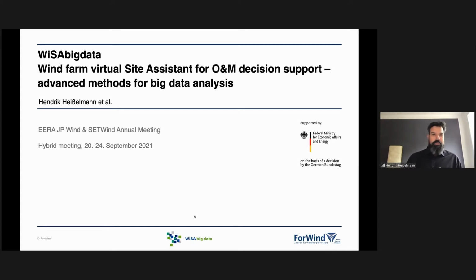Today I'm going to give a very brief overview of what we are doing in a German nationally funded project called WiSAbigdata, which is about a virtual wind farm site assistant for operation and maintenance decision support. So it's targeted at operators in the end. And what we are trying to do in this project is to use advanced methods from basic research, but also methods which are currently used in wind energy for 10-minute data, and we want to advance those towards higher frequency data.